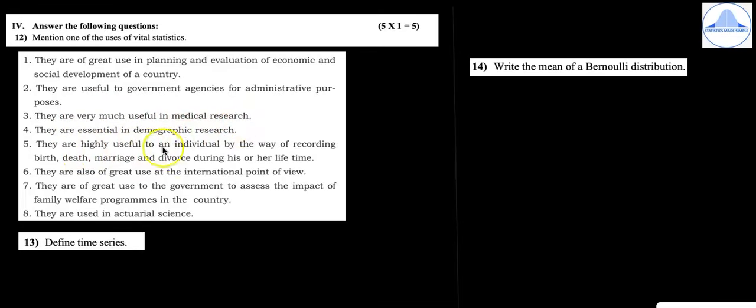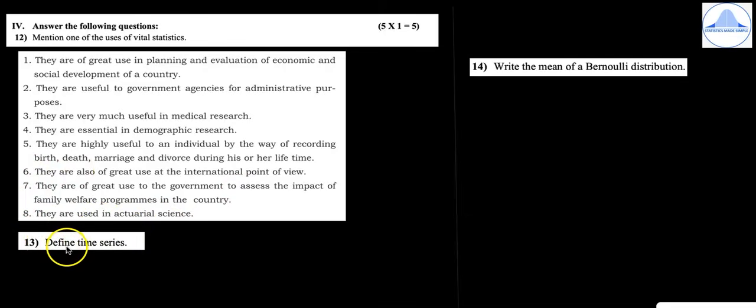They are highly useful to an individual by the way of recording birth, death, marriage, and divorce during his or her lifetime. They are also of great use from the international point of view. They are of great use to the government to assess the impact of family welfare programs in the country, and they are also used in actuarial science.